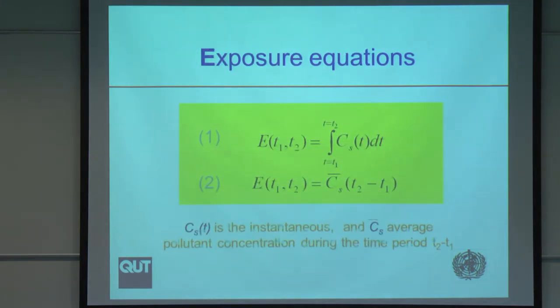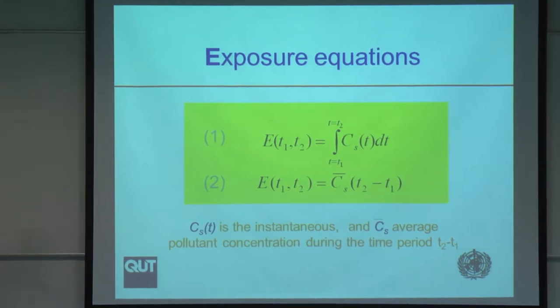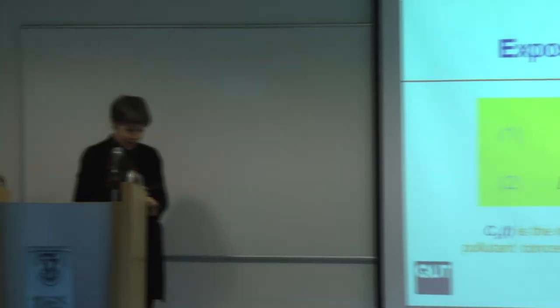Very simple, two equations, nothing really to this. So we've got the time exposure based on simultaneous instantaneous concentration, or based on the average concentration, and this is the time we are using. So the concept is very simple, and the world would be beautiful if we could just use this equation. We would have all this data to plug into this equation and to calculate this.